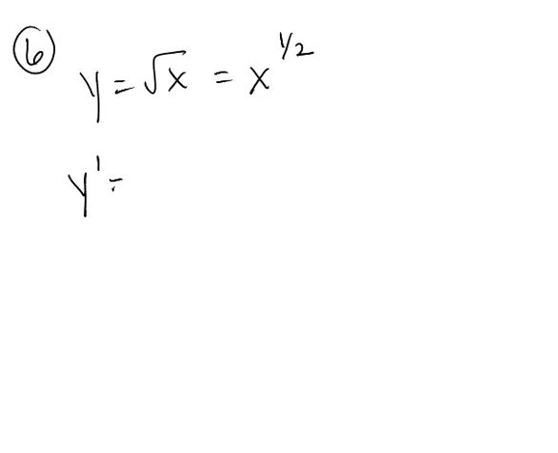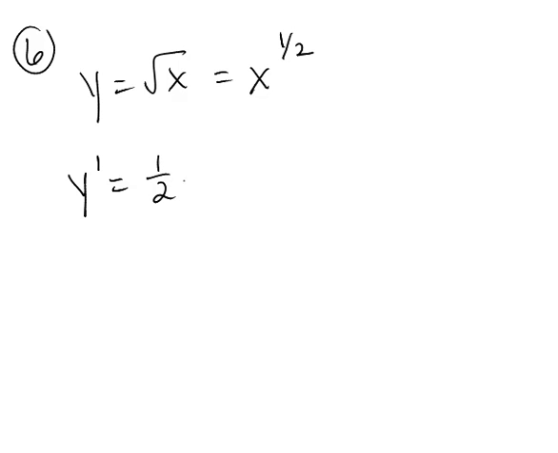Okay, I'm looking at section 3.5, number 6. You're told that y is equal to the square root of x, which we remember to write as x to the 1/2 power. And you're asked to find y double prime and y triple prime. So you're going to have to find the first derivative first.